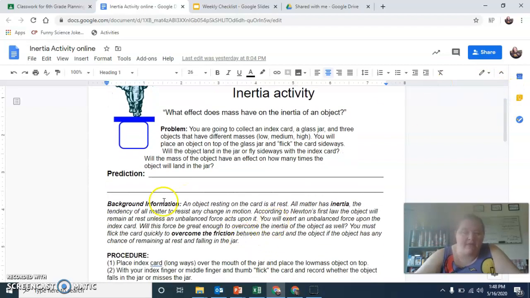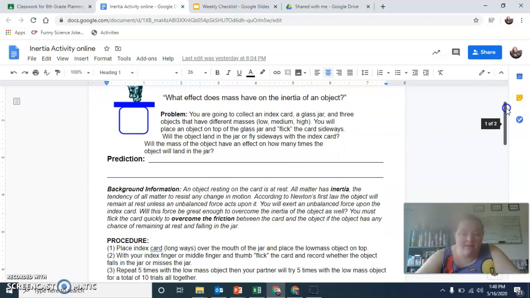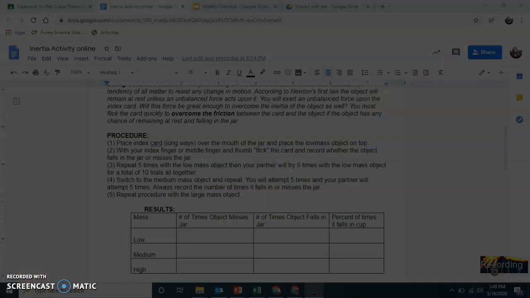Here it gives a little background information on what we're going to be studying, then the procedure. At this point, I'm going to show you what this should look like. I've got my cup right here and an index card right here. You can use my information combined with yours for the class set of data. You're going to put the card on top, put your item on top, and then flick the card so that it moves away. You're going to do this 5 times.